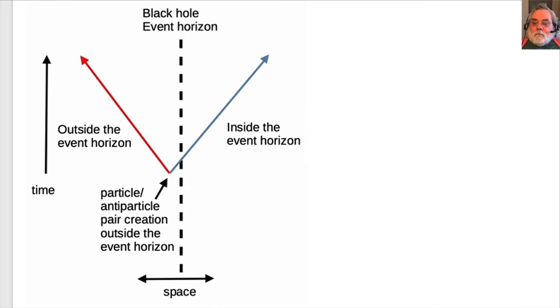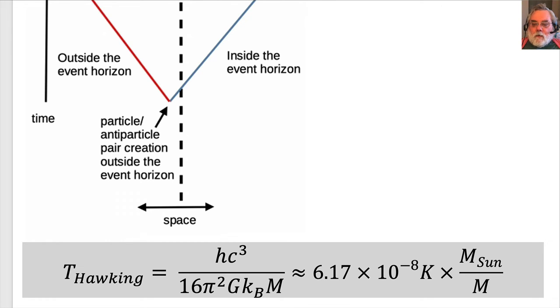Virtual particle pairs can include photons, electrons and positrons, neutrinos and antineutrinos, quarks and antiquarks, protons and antiprotons, etc. Hawking's theory says that Hawking radiation is thermal, blackbody radiation emitted just outside the event horizon, with a temperature measured by a faraway observer of this expression. The temperature is inversely proportional to the black hole's mass. This is a small number, a small temperature.